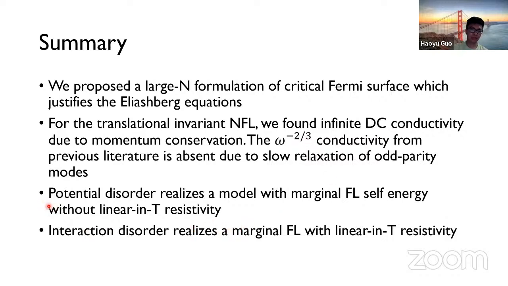And if you try to put a potential disorder into the problem, you will find that you get a marginal Fermi liquid, but the marginal Fermi liquid self-energy is cancelled, and you will not get a strange metal. To get a strange metal, you actually need to put some disorder into the interaction. In this case, you could get a marginal Fermi liquid and a strange metal.